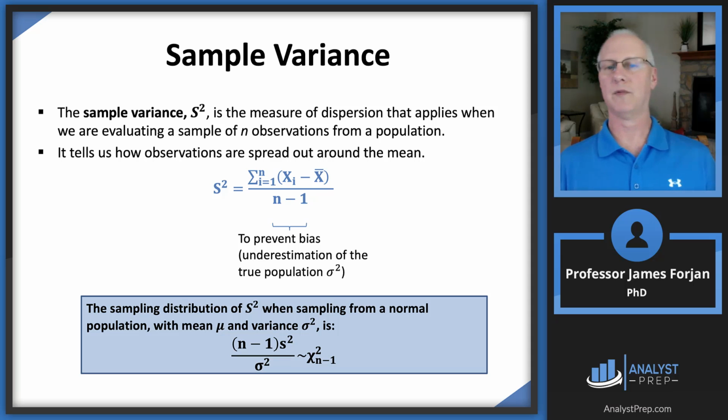What we're going to do is sum from i equals 1 to n, and we're going to take the difference between each individual observation in the sample and the sample mean. And of course, we're going to divide by the degrees of freedom. I had a good explanation for you in the previous chapter about degrees of freedom, but essentially, we're trying not to underestimate. The sampling distribution of the sample variance when sampling from a normal population with a mean of mu and a variance of sigma squared is given to you in that formula there in the bottom blue box.